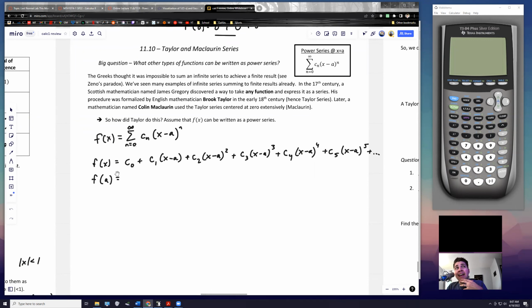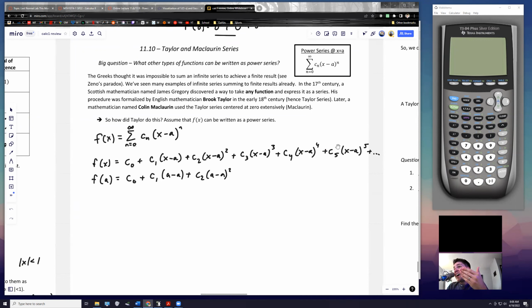Because let's say I plug a into the function. Well, if f of x has a power series representation, I can plug whatever I want into it, assuming it converges at a. And if I plug in a, notice what I would get is C0, which is just a constant that's not affected by a. And I would have C1 times (a minus a) plus C2 times (a minus a) squared. But basically, I'm plugging in a value for x into an infinite series.